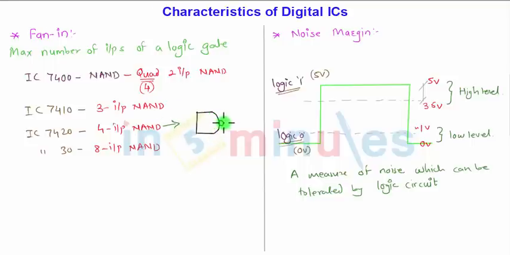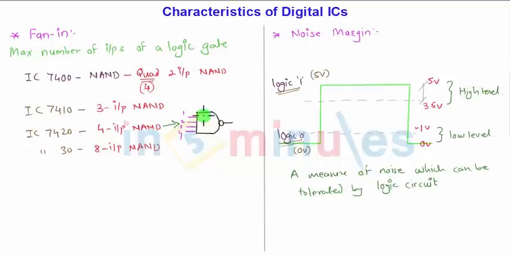This is a symbol for NAND gate, only one output is there, but if you see carefully in the input section, there will be 4 inputs, 1, 2, 3 and 4. So that's why fan in for this NAND IC 7420 is 4. That is the maximum number of inputs.